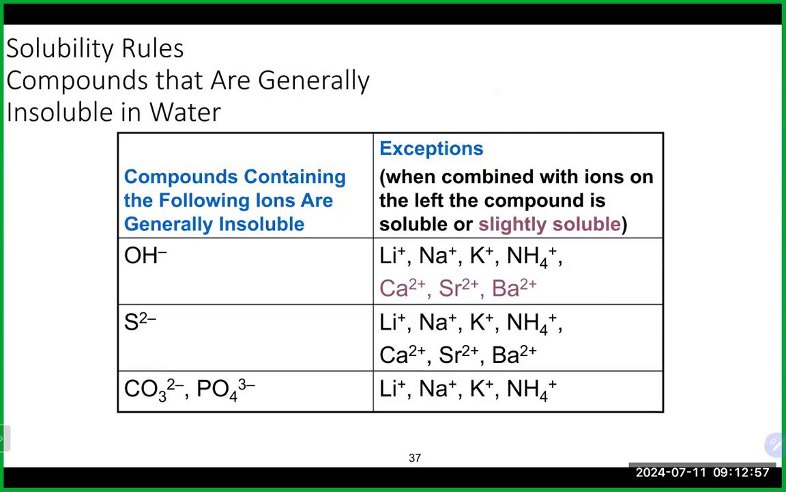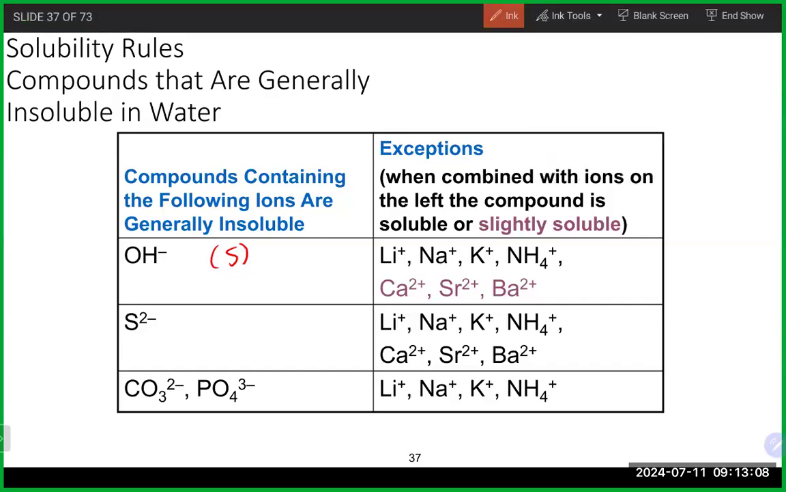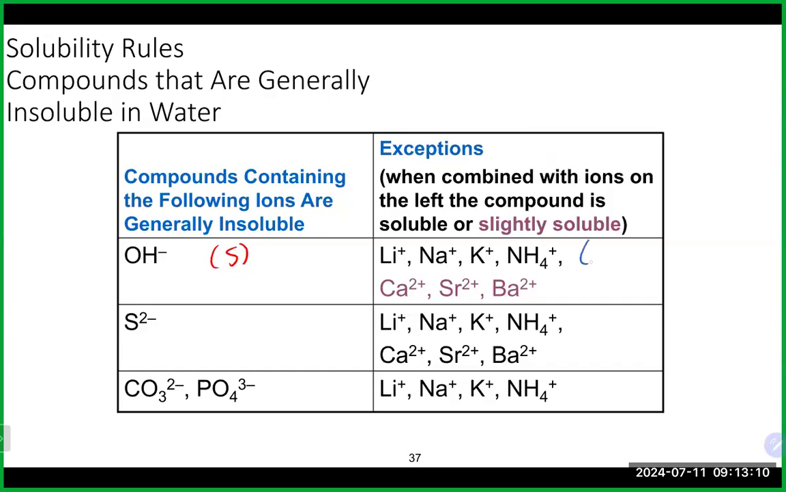So these are typically things that will form solids when they are in the formula. Hydroxide will typically be solids, except, basically the exception that we just talked about, if you have something in group 1 or ammonium, they're going to be soluble and aqueous.